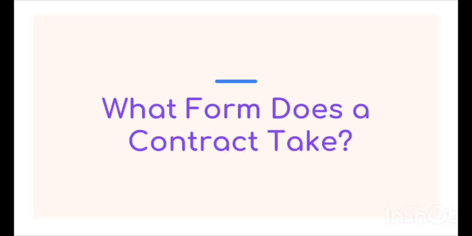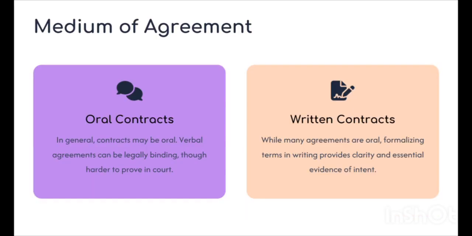Next, one question arises here: what form does a contract take? The medium of agreement. We have oral contracts and written contracts. Oral contracts, in general, that is, contracts may be only oral. Verbal agreements can be legally binding, though harder to prove in court.